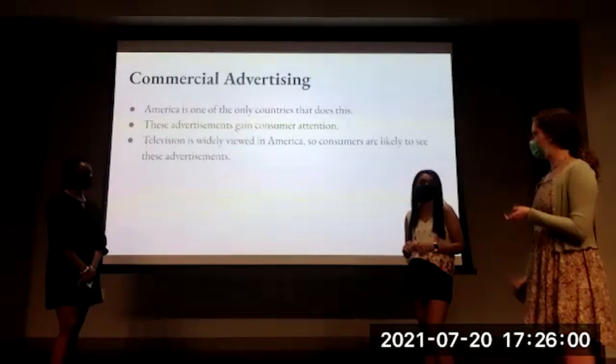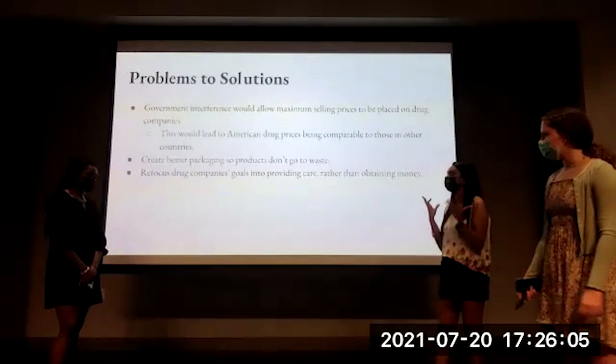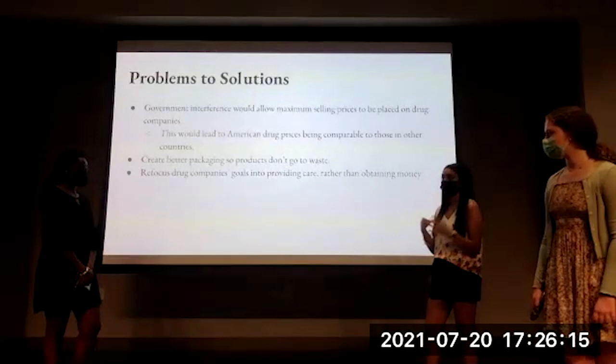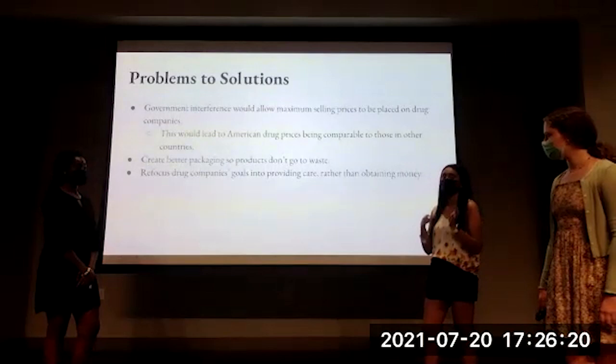Okay, so many problems with the pharmaceutical companies. What are some solutions? So we three came together and thought of three solutions. The first one would be to have more government interference. Having more government interference with pharmaceutical companies would allow maximum selling prices to be placed on drug companies. And this would then lead to American drug prices being comparable to other countries.